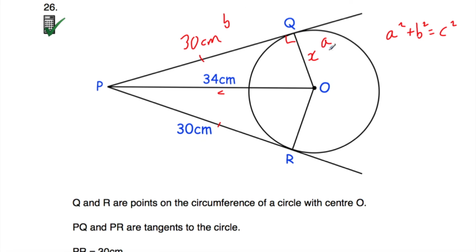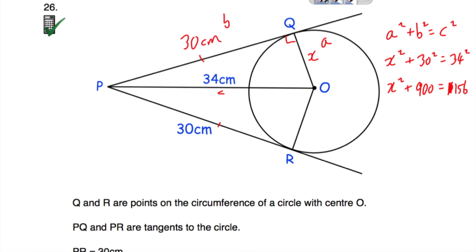And it doesn't matter which way around you label those. So instead of A squared, we've got X squared plus, and then we've got B squared, which is 30 squared, is equal to 34 squared. Now it's great, it's a calculator question, so 30 squared is 900, and 34 squared is equal to 1156. So we've now got this equation, and we want to solve it. We've got that X squared plus 900 is 1156.